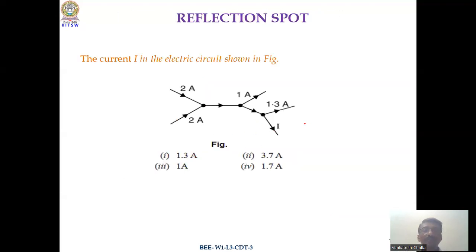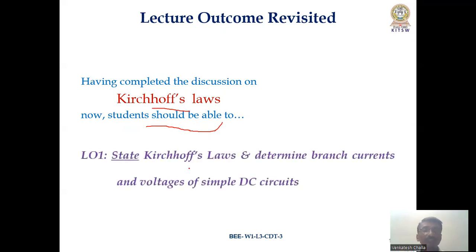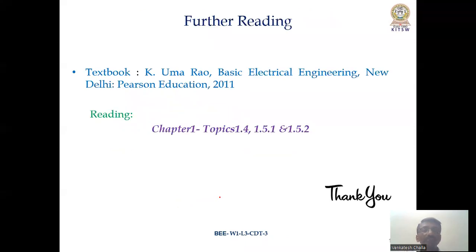Similarly, you can also make an attempt to calculate the current in this electric circuit. So the answer is 1.7 amperes. You can go through it. Having completed the discussion on Kirchhoff's laws, the student should be able to state Kirchhoff's laws, that is Kirchhoff's current law and Kirchhoff voltage law, and determine the branch currents and voltages of simple DC circuits.